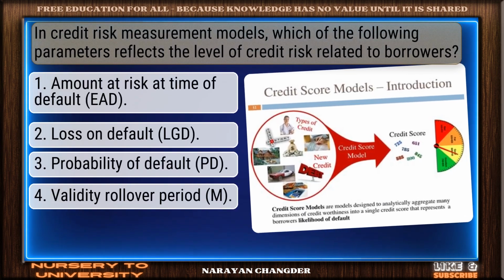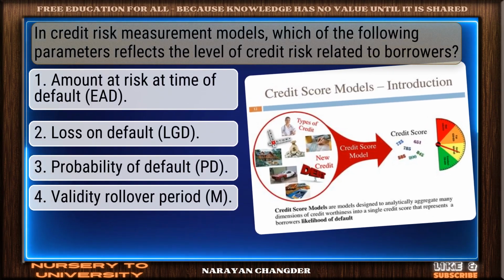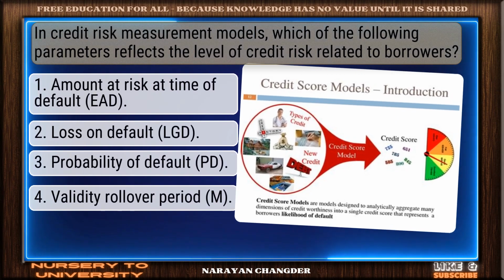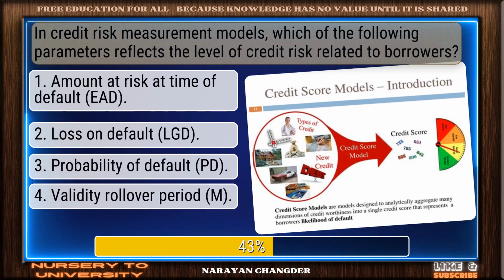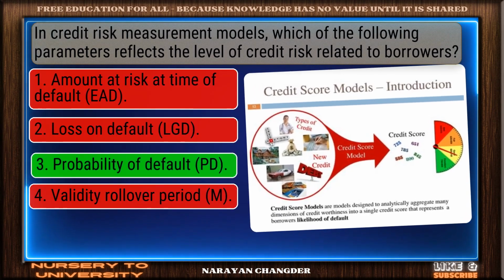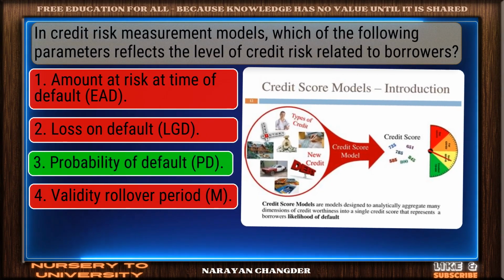In credit risk measurement models, which of the following parameters reflects the level of credit risk related to borrowers? Good thinking. Probability of default is the right answer.